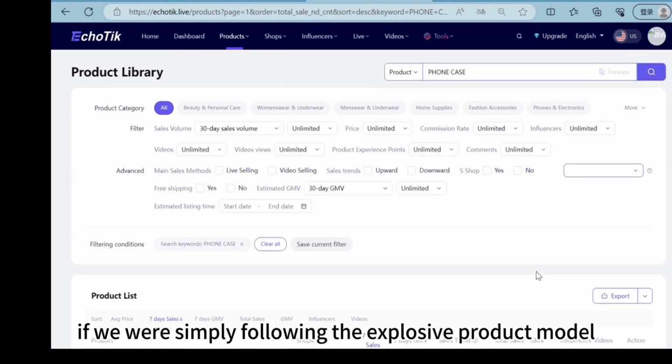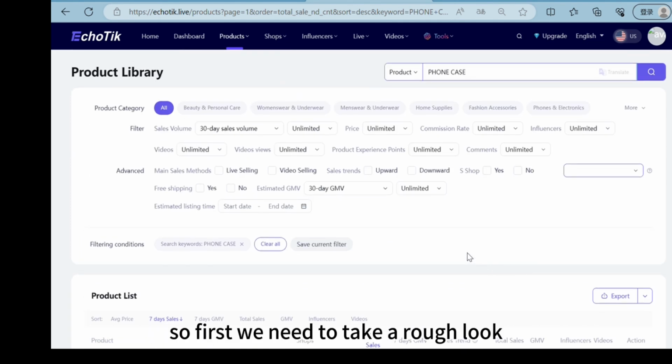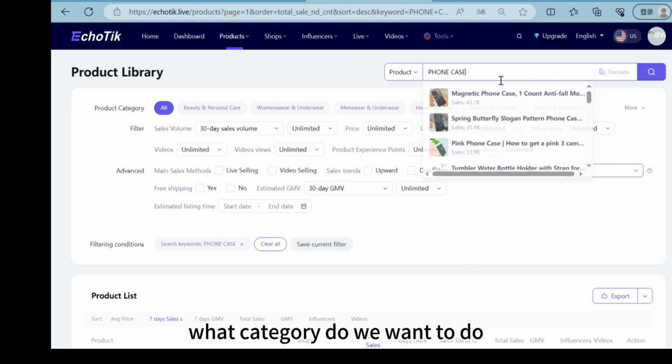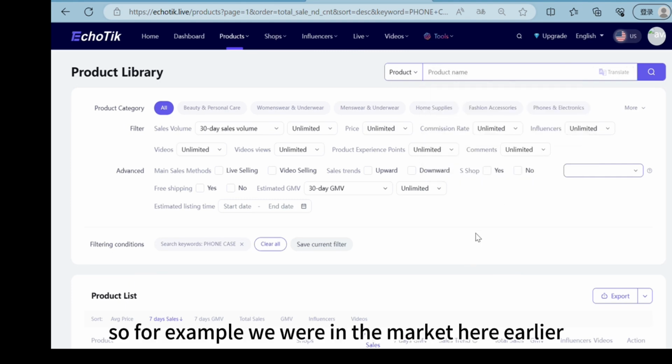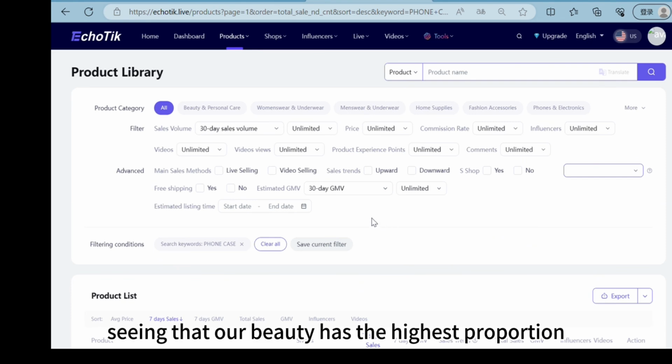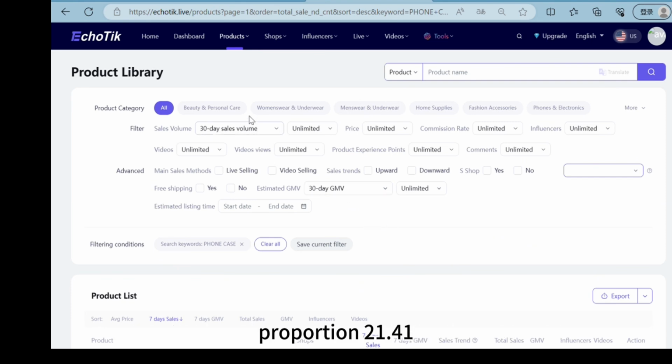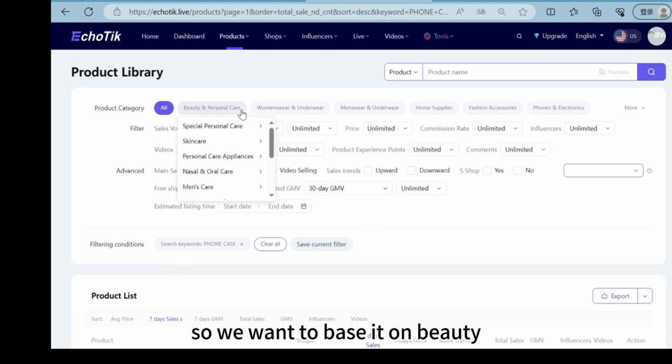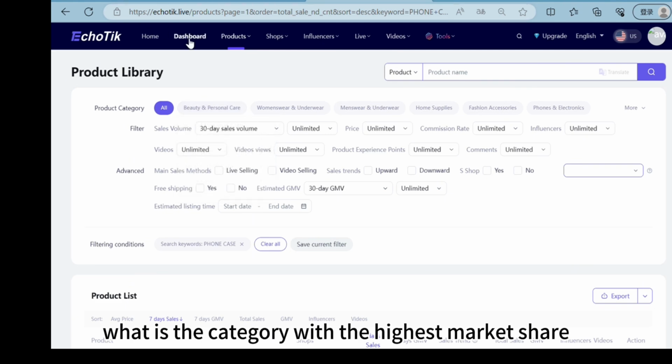If we were simply following the explosive product model. So first, we need to take a rough look. What category do we want to do? So, for example, we were in the market here earlier. Seeing that our beauty has the highest proportion, 21.41. So we want to base it on beauty. What is the category with the highest market share?